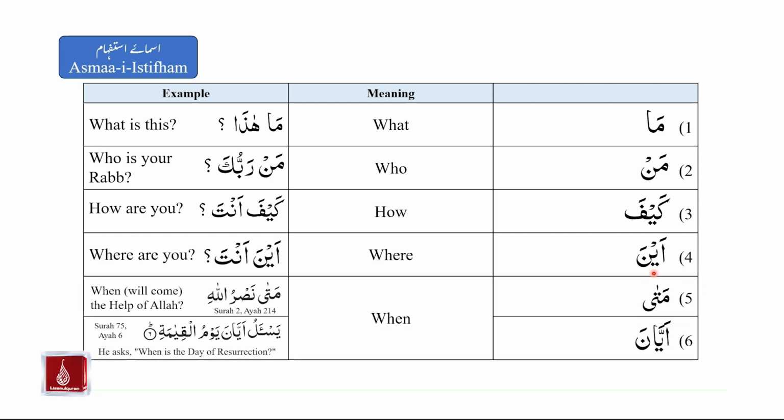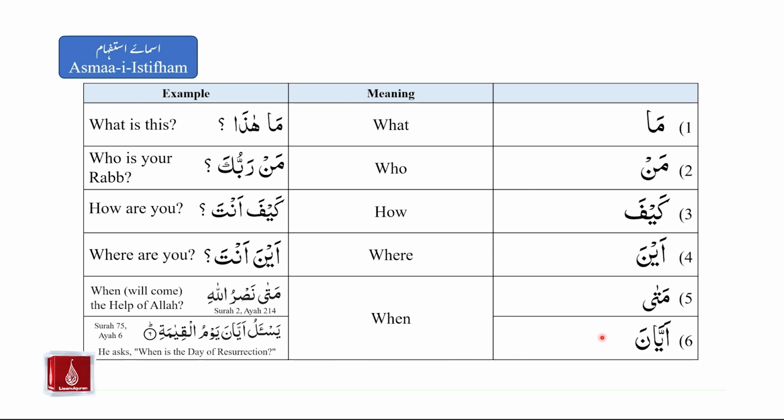We will study the fifth and sixth Asma-ul-Istifham together because they have the same meaning. The fifth is mata and the sixth is ayyana. Both mata and ayyana mean when, and we will look at a couple of examples from the Holy Quran. In Surah number 2, ayah number 214, we have Mata Nasrullahi. When will come the help of Allah?